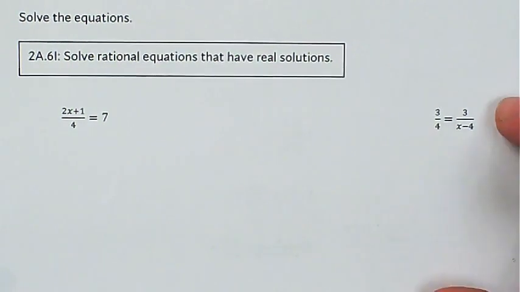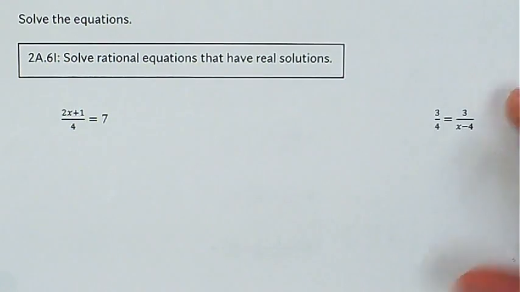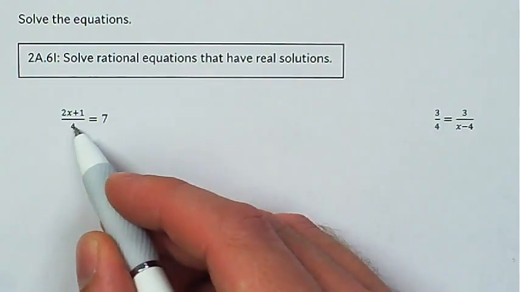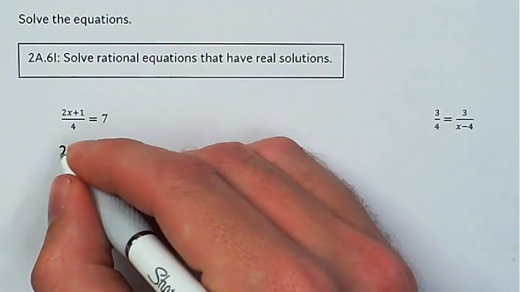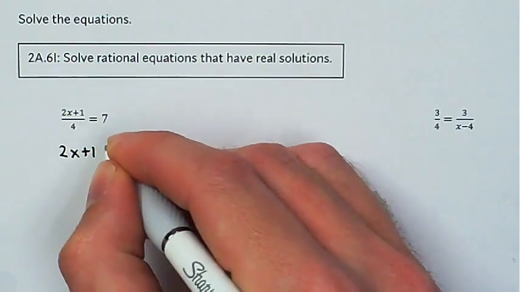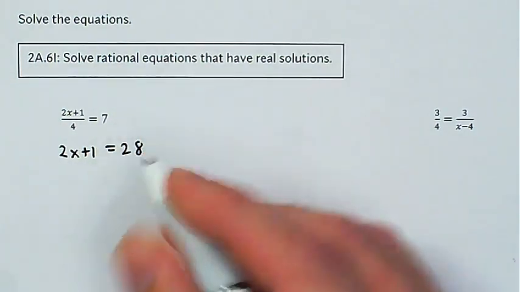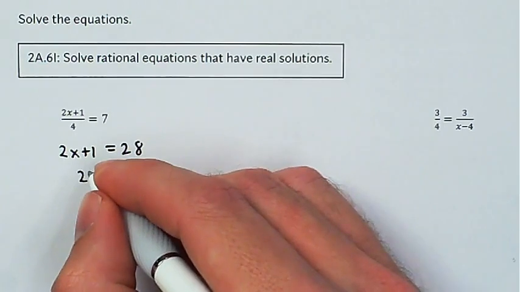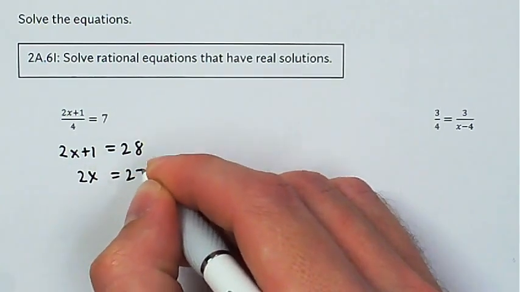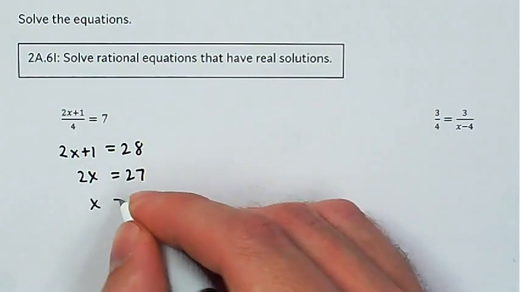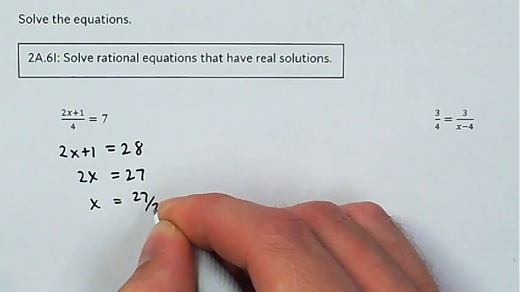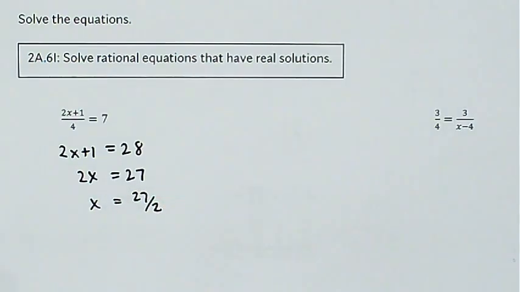I really think that this is something that we were able to solve all along in this class, from the first days of school to now. We're going to start by multiplying both sides by 4. So I'll have 2x plus 1 equals 28. I'll subtract 1 to get 2x equals 27. I'll divide by 2 to get x equals 27 over 2, or 13.5. And that should seem pretty familiar, right?